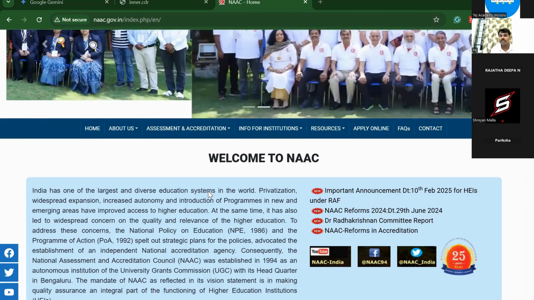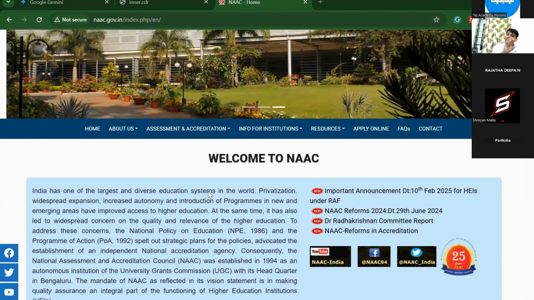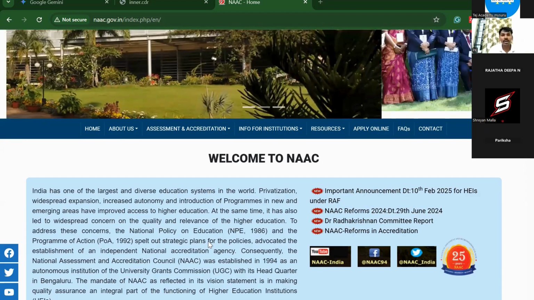So there are different institutions and NAC grades them, accredits them. The accreditation is nothing but assessing the institution and giving it a particular grade based on the different parameters. That is accreditation. And here, when we go to the option, it talks about that. Is it clear?